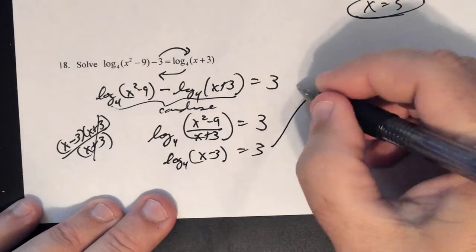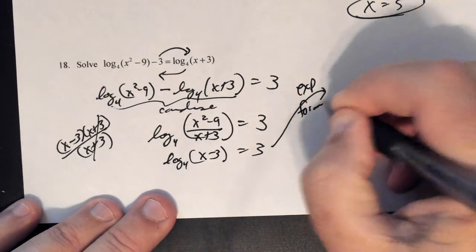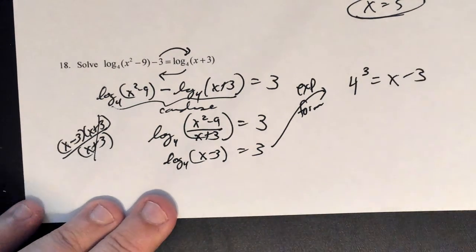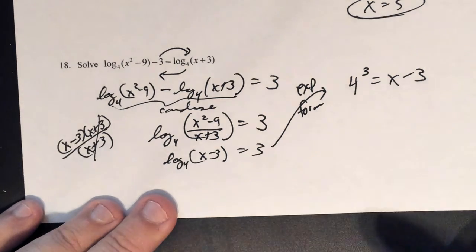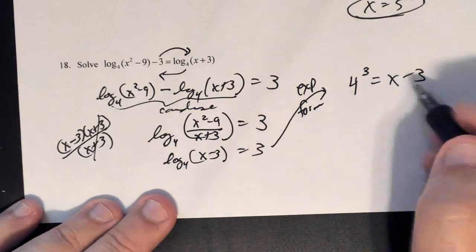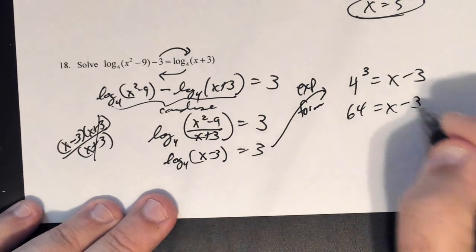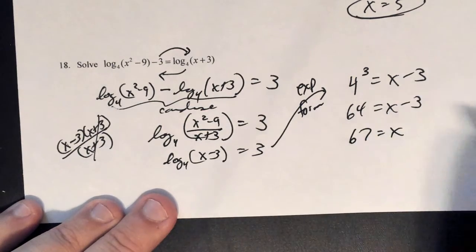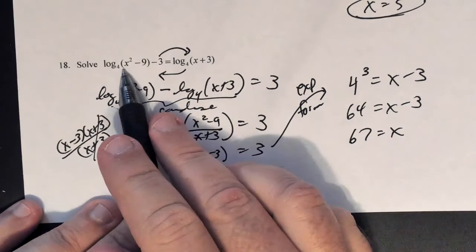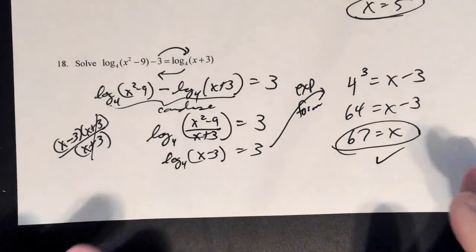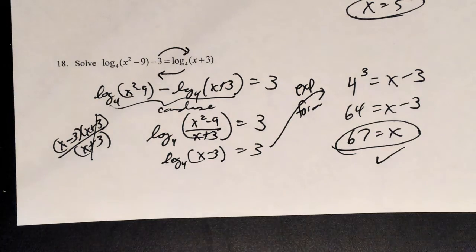Which then, when I put this into exponent form, I'm going to get 4 cubed is equal to x minus 3. To me, that seems a whole lot easier to deal with than doing all that other stuff. So, that's going to be, what, 64 is equal to x minus 3. 67 is x. Double check, make sure it does not. 67, well, that's going to be way positive. That's going to be positive. So that works. Okay? So that concludes chapter 4, people.